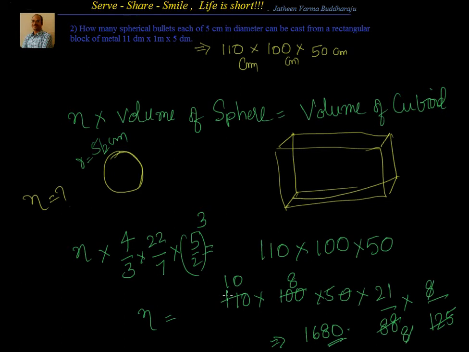It's a simple simplification actually. 110 into 100 into 50 divided by this whole thing. I have tried to multiply this 88 by 21, get it here 21 by 88, and 5 cube by 2 cube is 125 by 8. When it comes to the right hand side, it will become 8 by 125. You can simplify that. You can see that the number of spherical bullets is 1680. Let's go to the next problem.